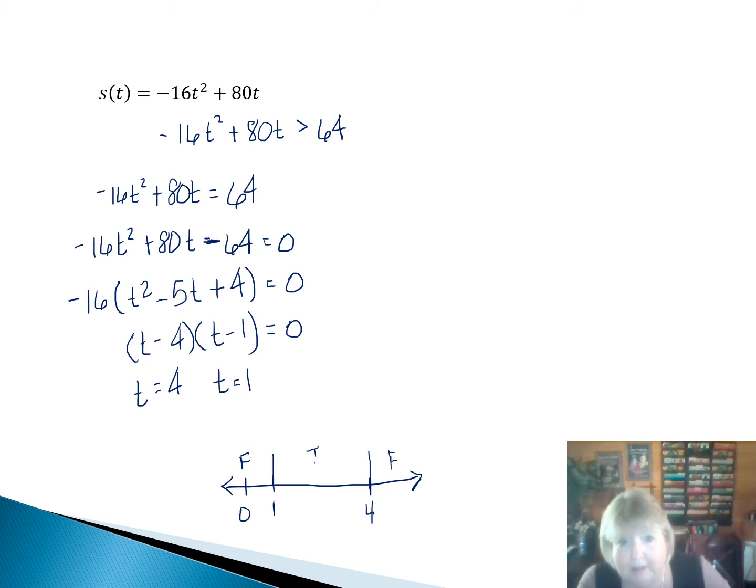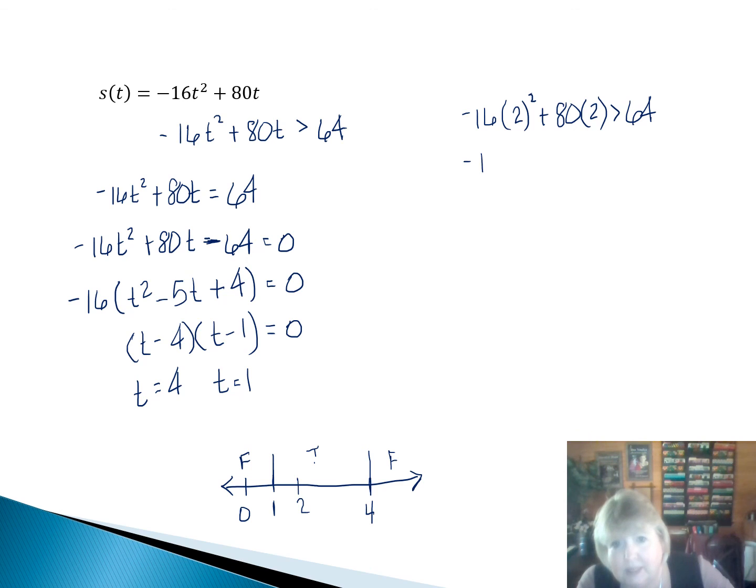So I'm going to pick a number that's in here somewhere. I'm going to pick, let's say, 2. It's a little too close, but that's okay. And I'm going to test it. Negative 16 times 2 squared plus 80 times 2. I hope that's greater than 64. My reasoning's all messed up.